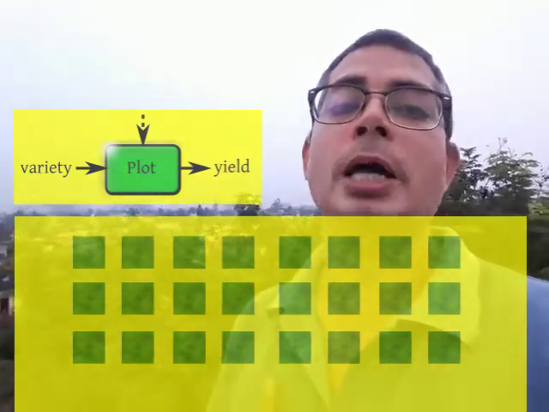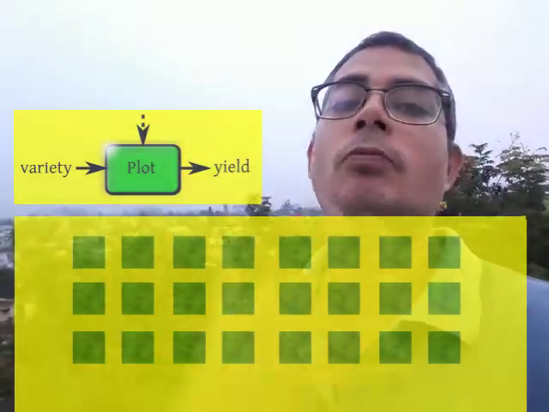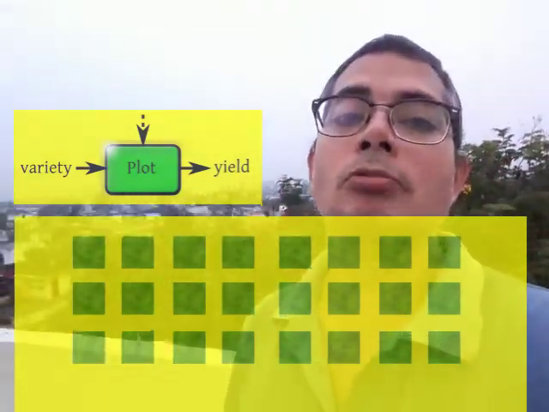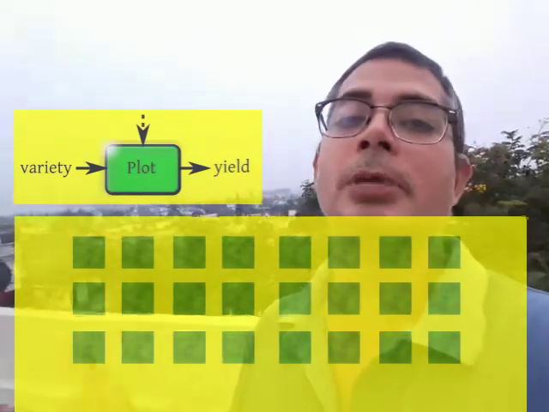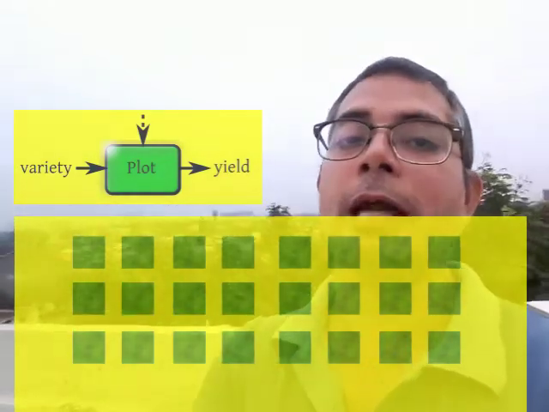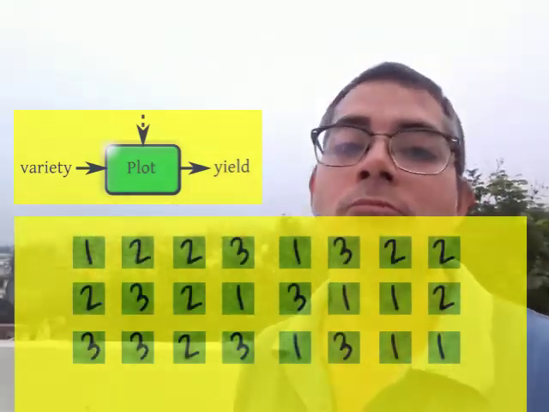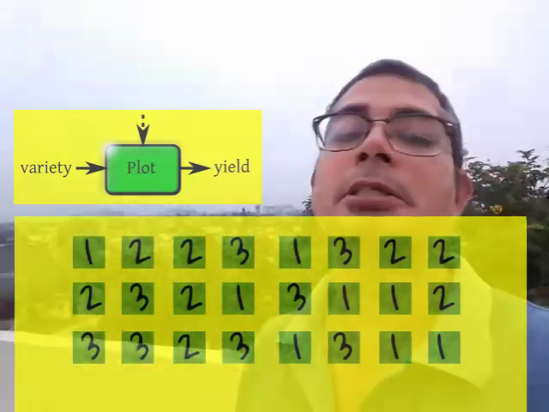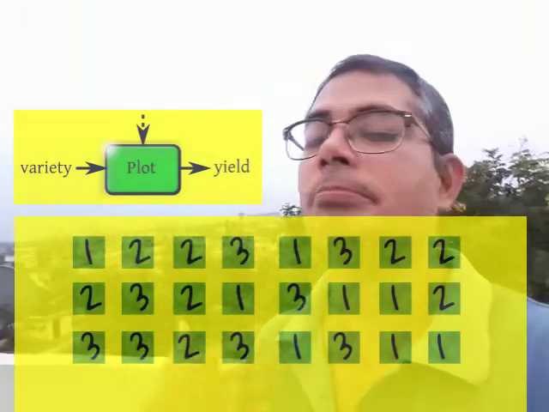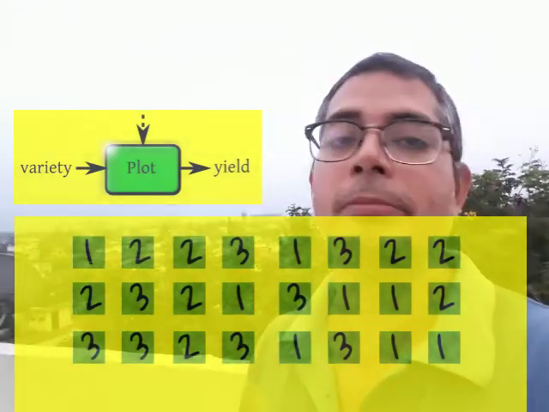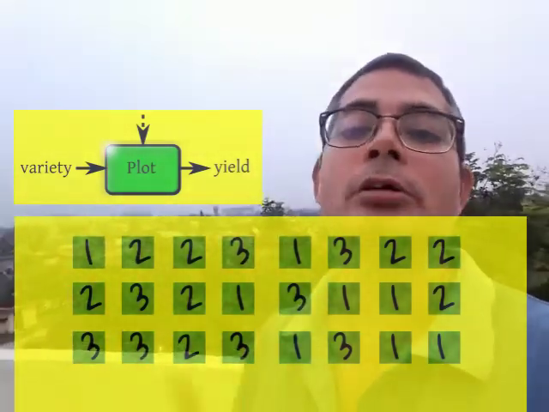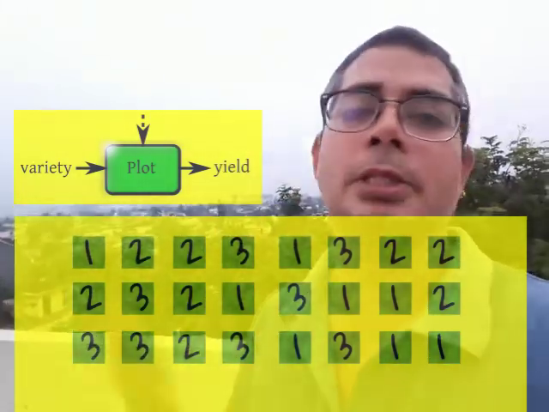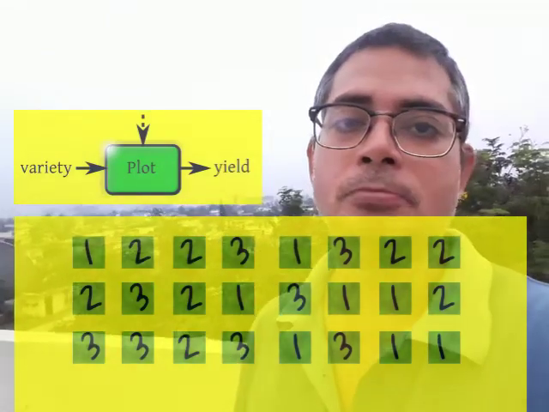So what do I do? I take these 24 plots, and 24 happens to be divisible by 3. So I will pick 1/3 of them, random 1/3. So I'll pick random 8 plots, and then I will sow variety 1. Out of the remaining 16, I will pick random 8 again, variety 2, and variety 3 in the remaining. So I will get some such allocation, and based on that, I will do my analysis. So that is something that is just standard.